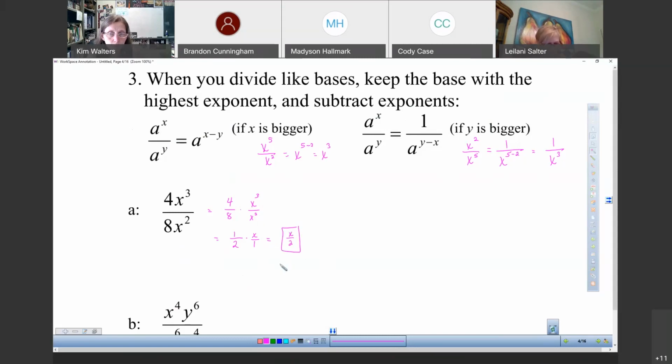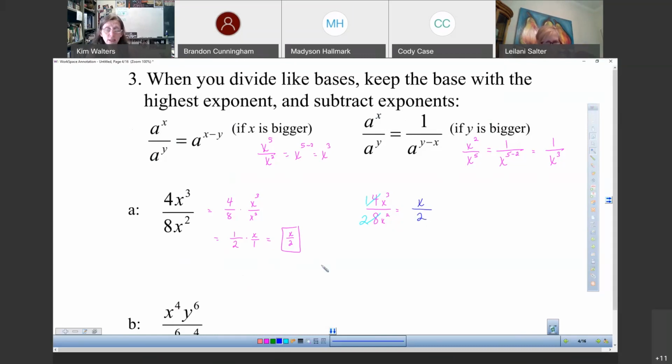If you didn't split this up, you can simply think of this as 4x to the third over 8x to the second. 4 divides into 4 one time, and 4 divides into 8 two times, so I can simplify it there. I can subtract 3 minus 2, and this is going to give me x in the numerator and 2 in the denominator.